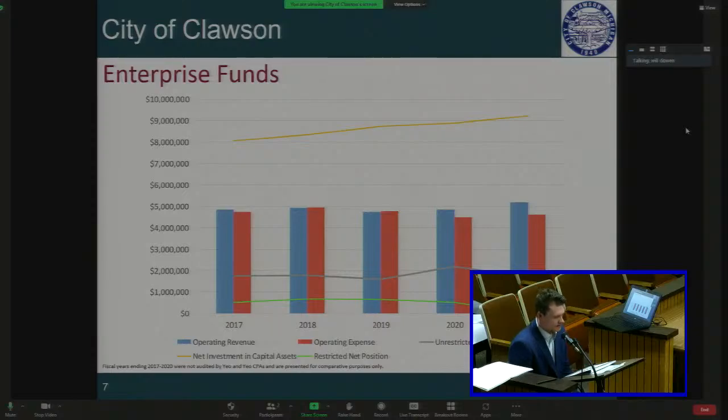I'd like to point out the top line in that kind of gold color is the net investment in capital assets. And what that represents is your net book value of your capital assets less any related debt. A steady increase in that number is a good thing, and that's what you'd want to see because it shows reinvestment in your water and sewer systems, as an example. Then you can see that your net position in the gray line has been fairly consistent year over year, similar to how the revenues and expenses have been pretty consistent year over year. It dipped slightly this year due to the inclusion of the net OPEB liability.